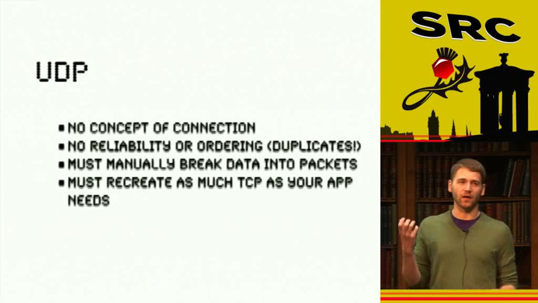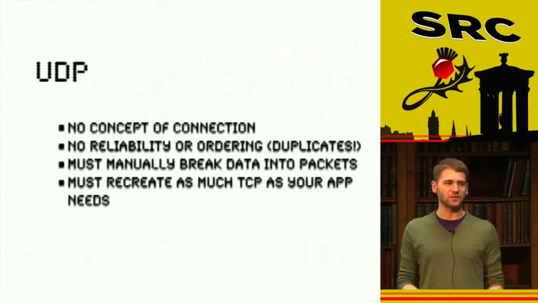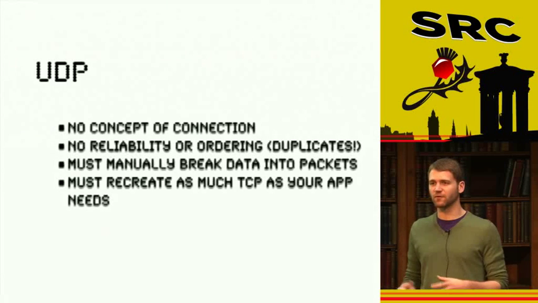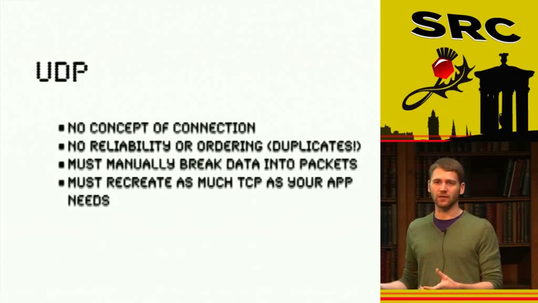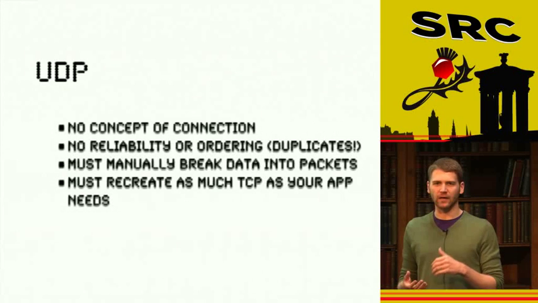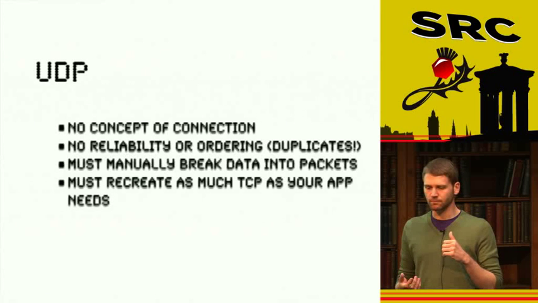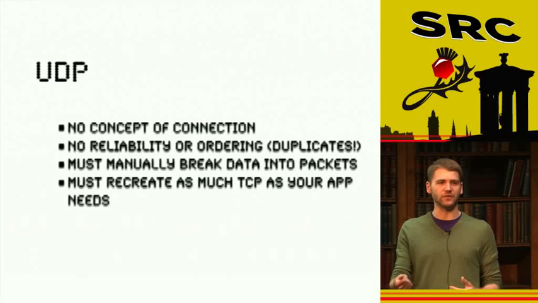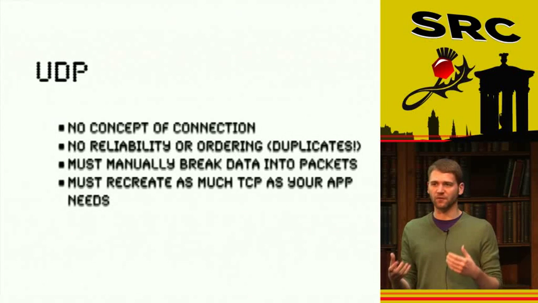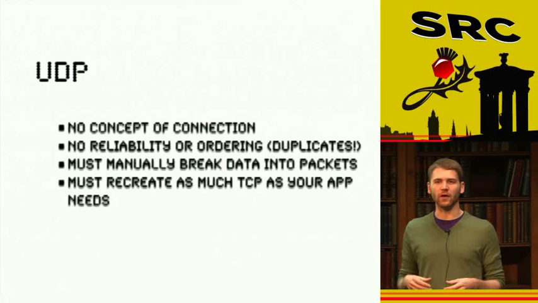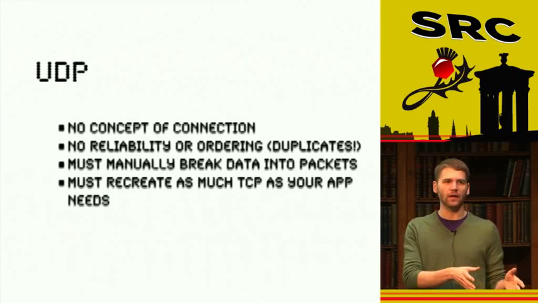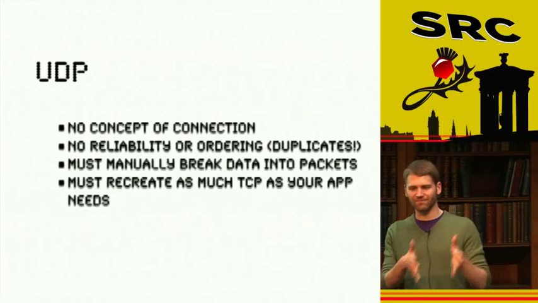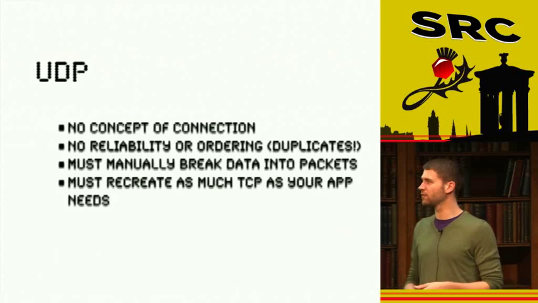So essentially, for your application, you wind up having to recreate as much of the TCP features as your application needs. And this can be really useful for something like a first-person shooter, where all I want is absolutely the most up-to-date information about where all the positions are, who's firing, who's doing what, as quickly as possible, because it's this very fast-paced Twitch gaming, right? And if I lose a few packets along the way, that's okay, as long as I'm kept as up to speed as quickly as possible.